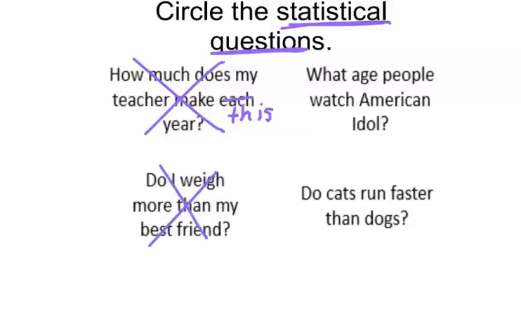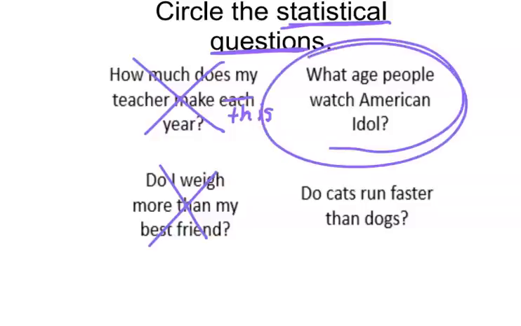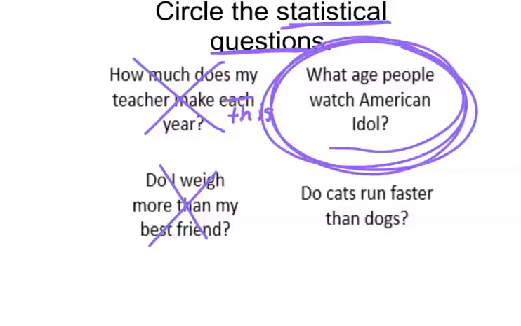Okay, it says, how about what age people watch? Basically, what is the age of people that watch American Idol? So is American Idol watched by only 18-year-olds? Just 18-year-olds, that's it. No, it's actually watched by people who are very young and very old and everything in between, right? So yeah, that would be a statistical question. You're going to have a lot of different variation in that one.